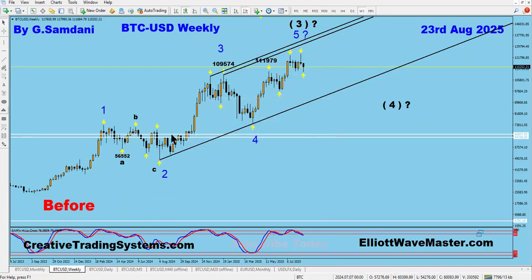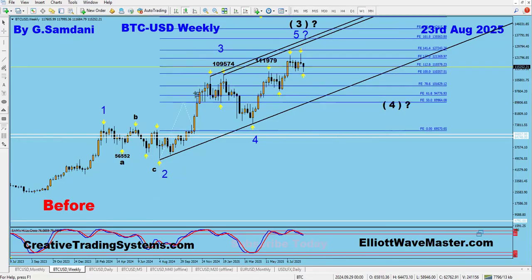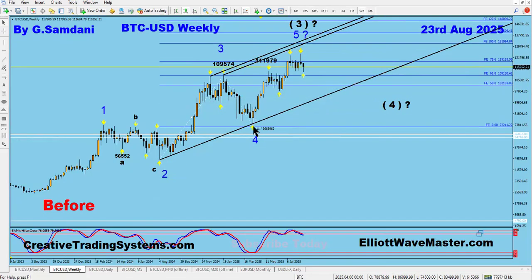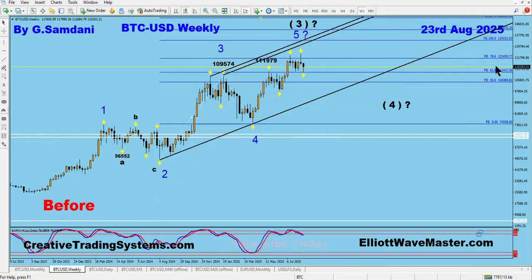But another way to measure wave five is that it is usually 0.61, or 61%, of wave three. So how do you measure that? Using this expansion tool, and then we go by this, and we will see that 61% is there, and 78% is the next level, right?